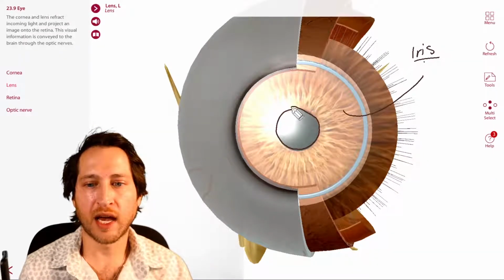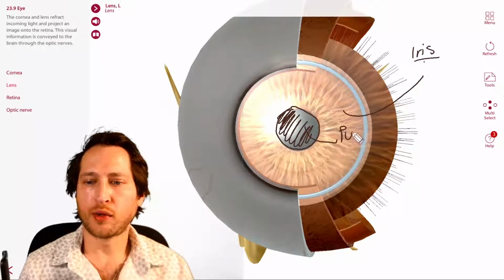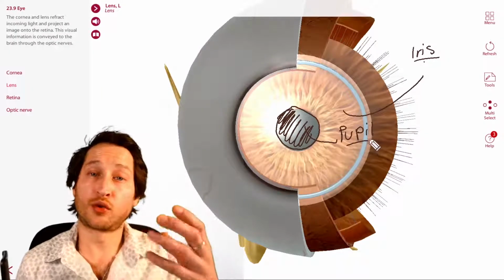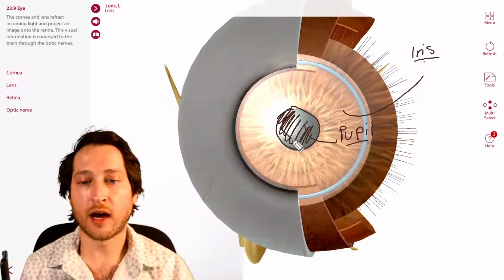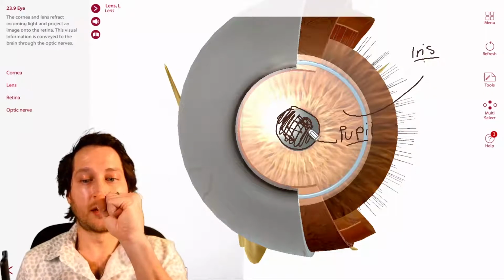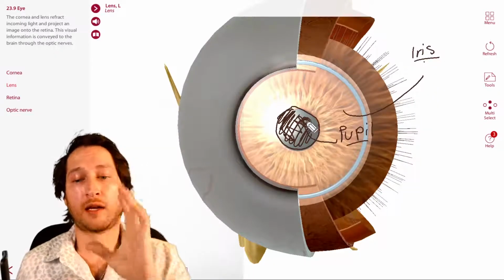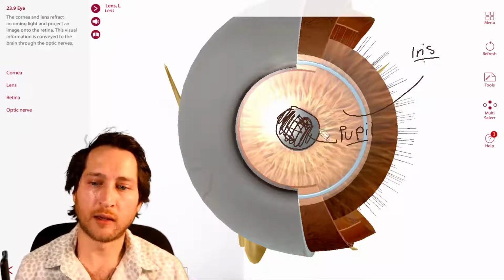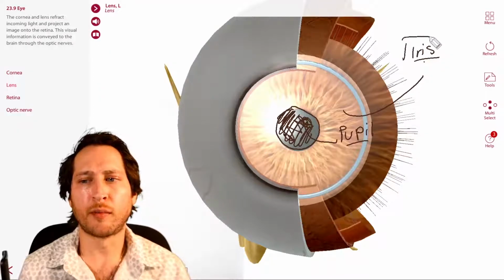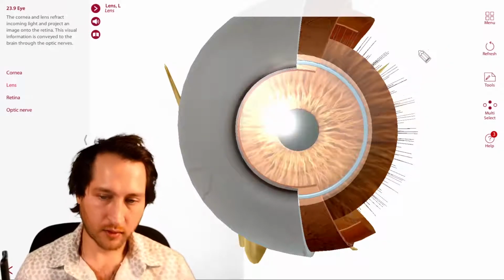So the pupil, we have kind of shaded in here. The pupil you can think of as the aperture. It's going to allow or control the amount of light that comes into the eyes by either contracting and shrinking and letting less light in, or dilating and expanding and letting more light in. So the size of the pupil is going to be controlled by the muscles of the iris.